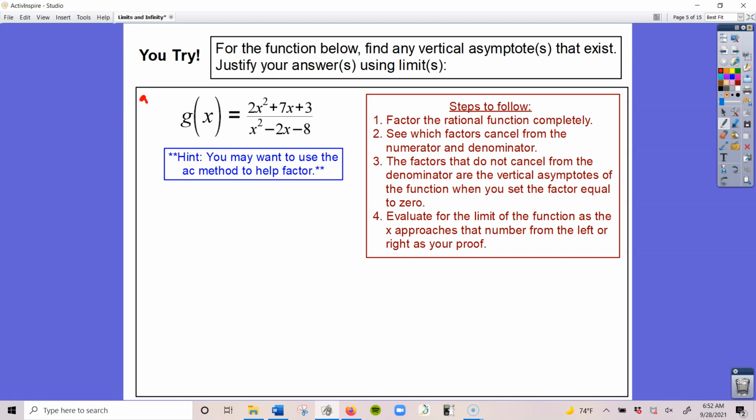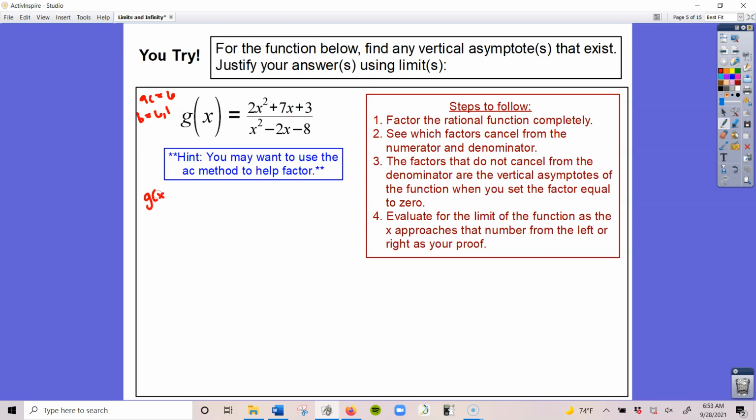As a reminder, AC is when we multiply the first with the last. So 2 times 3 is 6. And then we are looking for two numbers that multiply to give us the 6 and add to give us the 7, which would be 6 and 1. And now we're going to replace b, which is 7x, with 6x plus x. So let's do that right now.